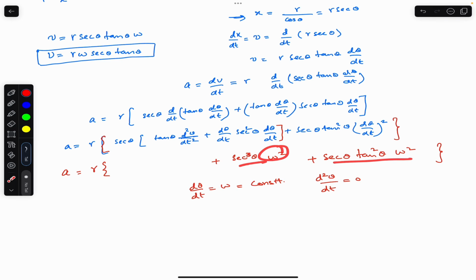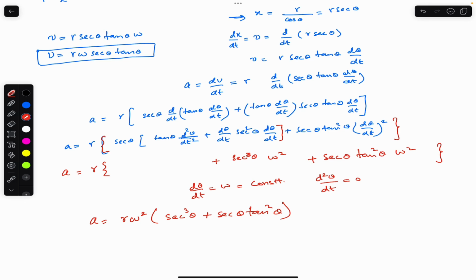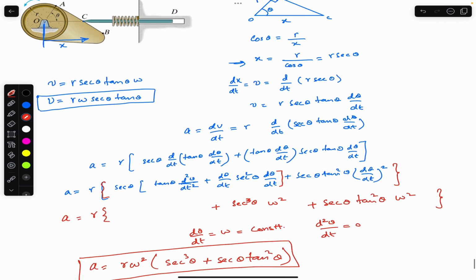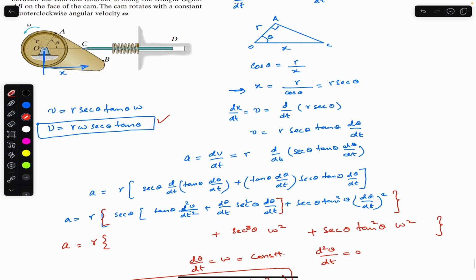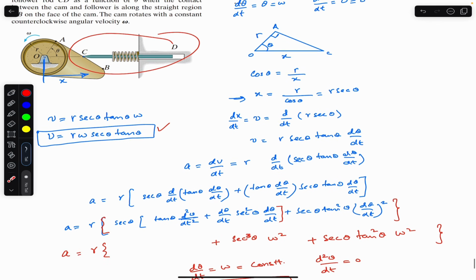Now we can take omega square as common. So we can write that the acceleration will be r omega square into secant cube theta plus secant theta tan square theta. So this is the acceleration of that follower CD as a function of theta, and this is the velocity of this follower CD as a function of theta here. So this is the solution of this particular problem.